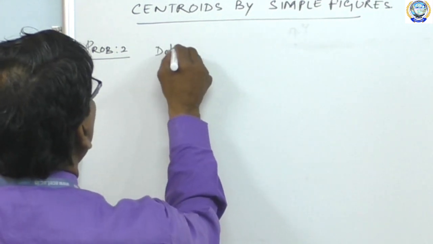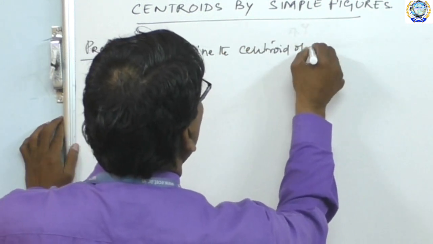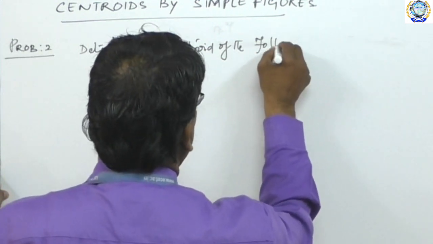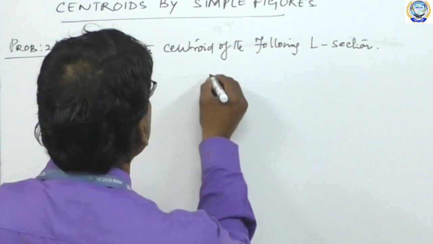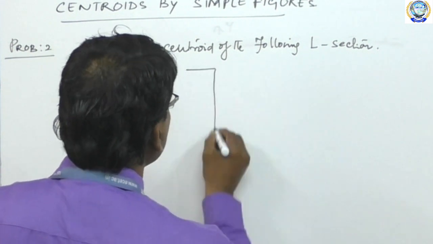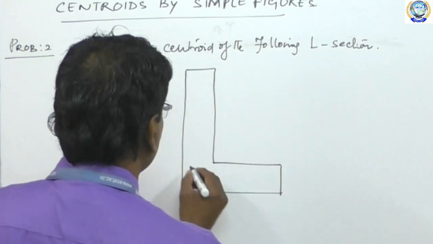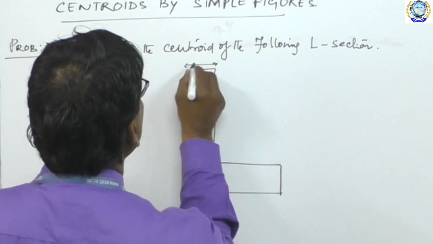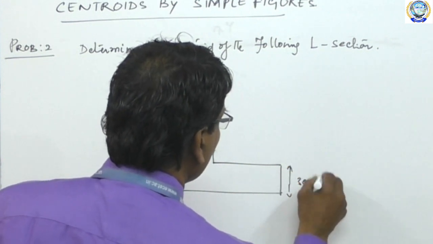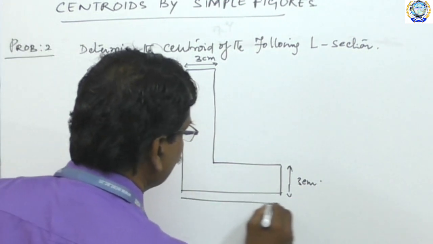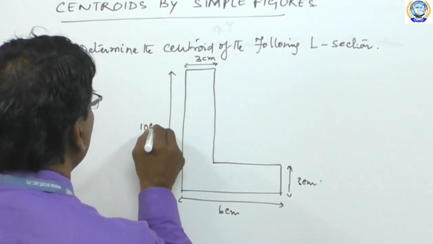Determine the centroid of the following L section. Let me draw the given problem. I am drawing the diagram. This is 3 centimeters. This is 3 centimeters. Six centimeters, and this is 10 centimeters. This was the problem given.